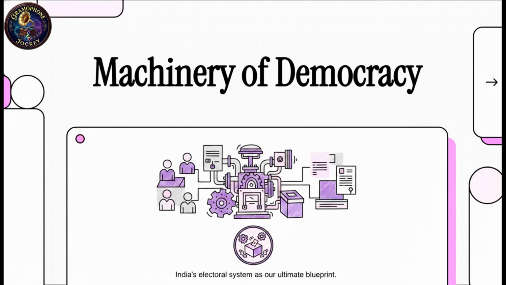Welcome to the Explainer. Today, we're going to pop the hood on a massive, complex civic system. Think of democracy not just as some abstract idea, but as a colossal engine. It's a machine with countless moving parts, totally designed to translate the will of the people into actual, real-world governance. Our goal today is to create an accurately explained, amazing deep dive into how this engine actually runs, using India's electoral system as our ultimate blueprint.